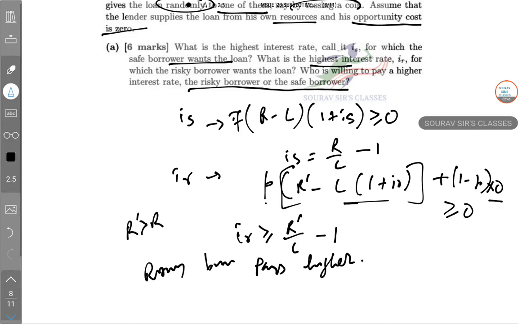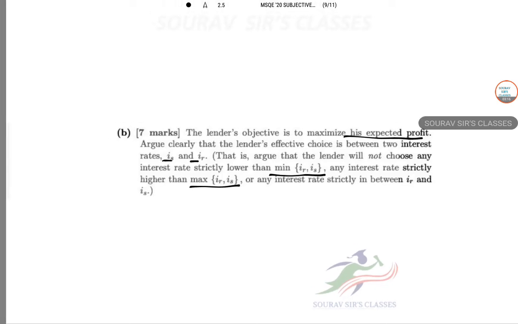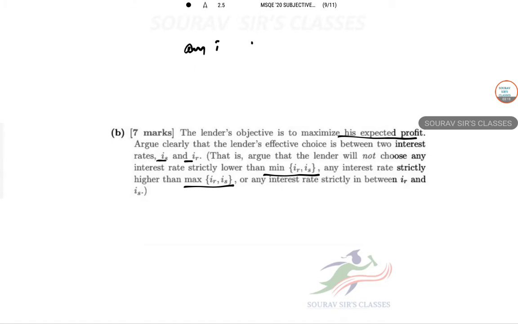Next part. The lender's objective is to maximize his expected profit. Argue clearly that the lender's effective choice is between the two interest rates IS and IR. The argument is that the lender will not choose any interest rate strictly lower than the minimum value of IR and IS, nor strictly higher than IR and IS, nor strictly between IS and IR. Observe that we can take any I such that 0 less than I less than IS, or IS less than I less than IR.